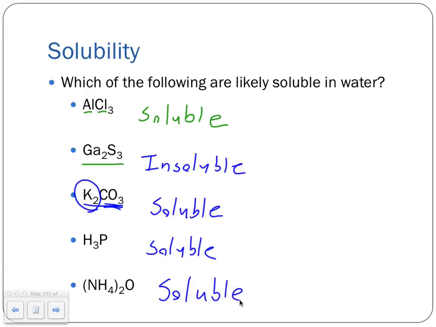So that's our rules for figuring out solubility. What this would tell us is that if we had a reaction that produced AlCl3, then it would stay in solution. It would not be a precipitate. If we had a reaction that produced gallium sulfide, then it would produce a precipitate because it's insoluble. If we had a reaction that produced K2CO3 or H3P or NH4 2O, they would not produce a precipitate because they're all soluble. They would stay dissolved in water.